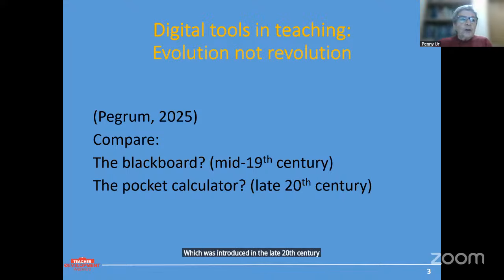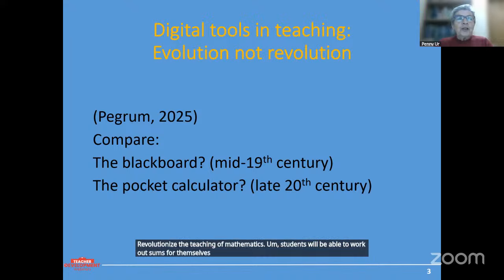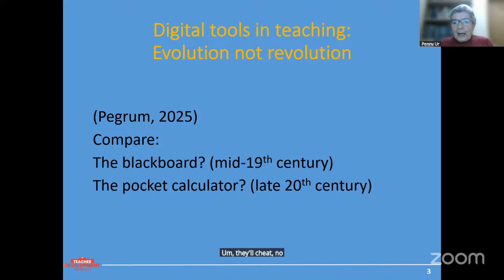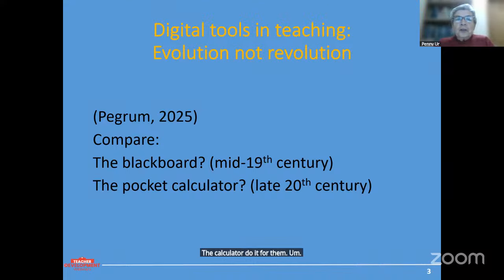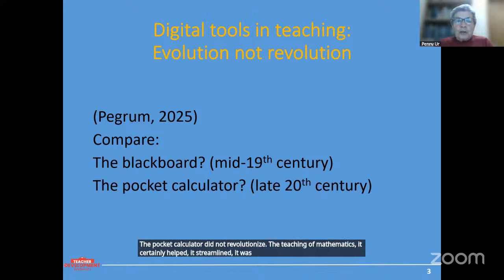A lot of people said, oh, this is going to revolutionize the teaching of mathematics. Students will be able to work out sums for themselves. They won't need us. They'll cheat. No, the problem with AI today, very popularly, is students cheating on their essays and getting AI to write their essays for them. And at the time of the pocket calculator, the mathematics teachers were saying, oh, they won't do the sums, they'll just ask the calculator to do it for them. As it turned out, the pocket calculator did not revolutionize the teaching of mathematics. It certainly helped, it streamlined, it was a very useful tool and teachers learned to use it.